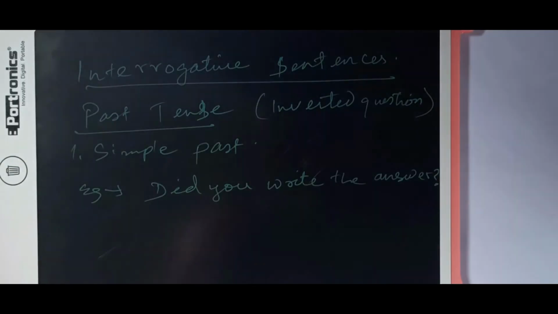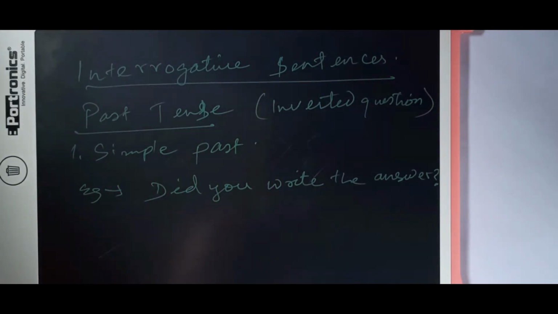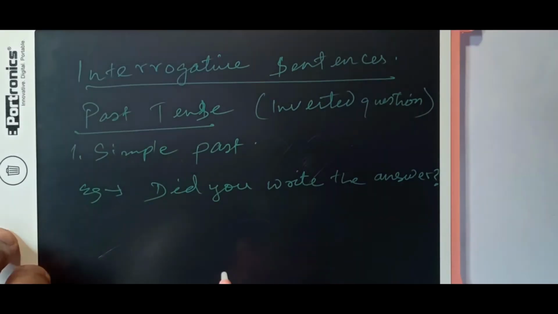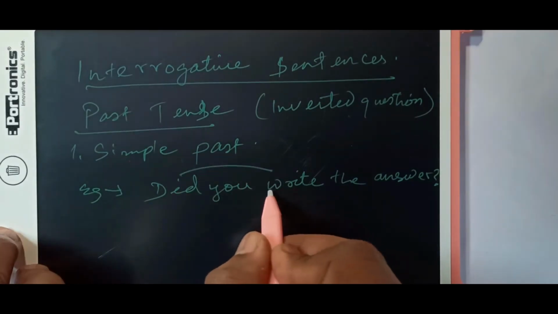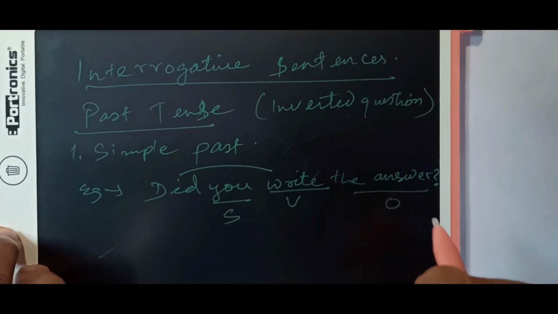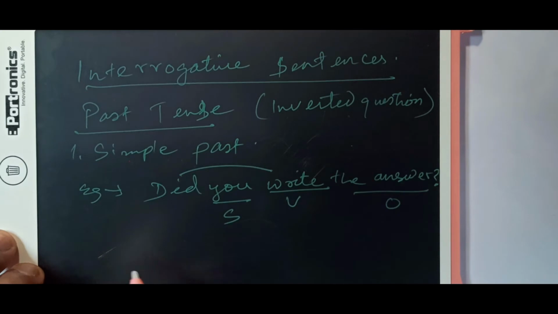Okay, today we will see interrogative sentences again. First of all, inverted questions, we will discuss simple past tense. I have already written down an example here. You can see it. Did you write the answer? What we can see here, did write together is our verb. This is our subject and our verb. So the rule goes, object becomes subject.